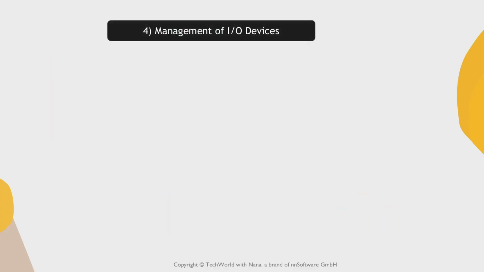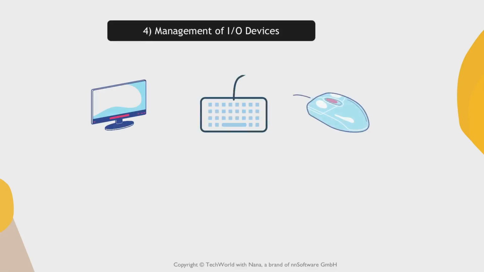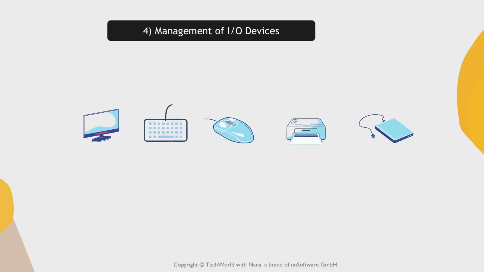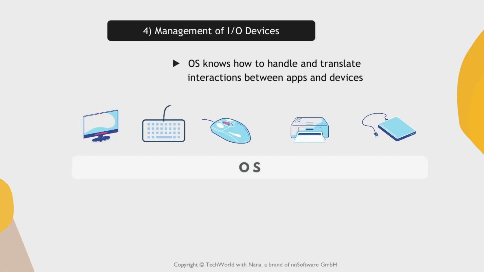And the last category or piece of hardware components are the I/O devices, like monitor, keyboards, mouse, trackpad, but also devices like printers or USB or external hard drive, etc. So when these are attached to the computer, the operating system knows how to handle them and how to translate the interactions between the applications and these devices.